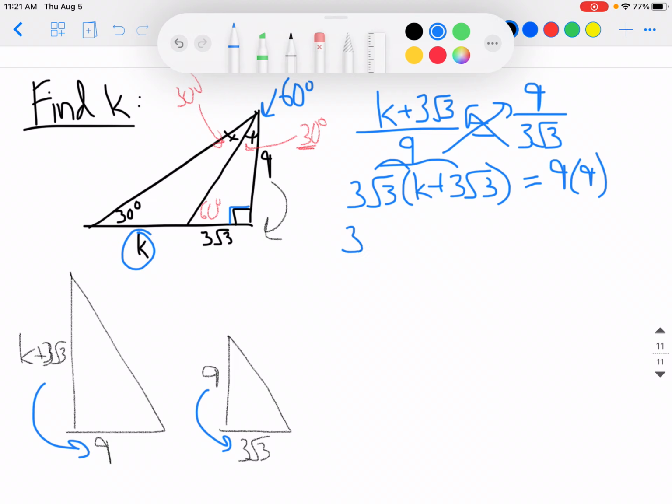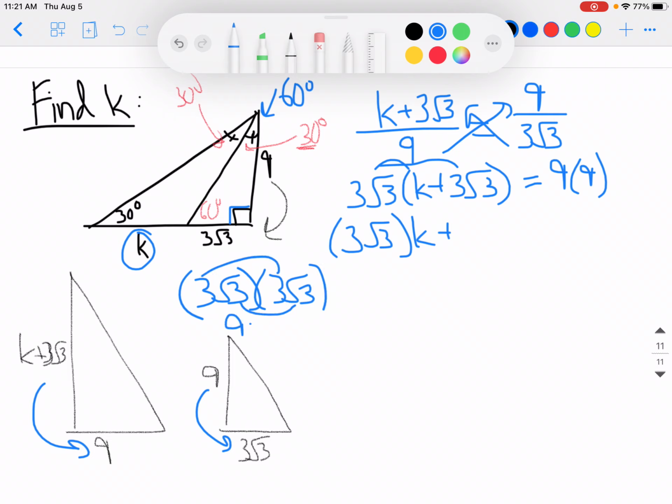All right, so we have 3 square root 3 times K plus, and now when we do 3 square root 3 times 3 square root 3, that's going to give us 9 times 3, which brings it all together to 27, and that's equal to 81. Well, now subtract 27 from both sides, so 81 minus 27 will get us 54, and that's equal to 3 root 3 times K.